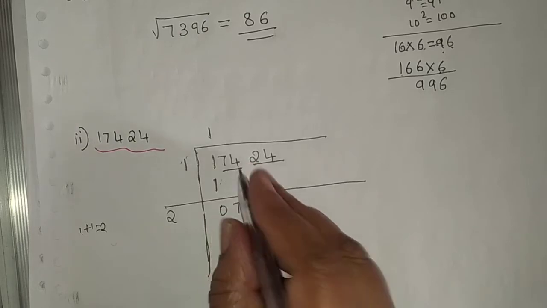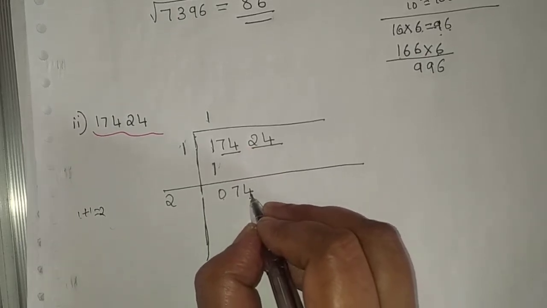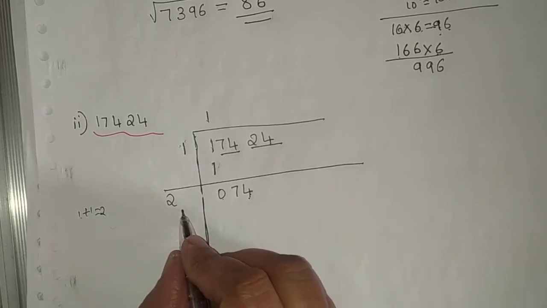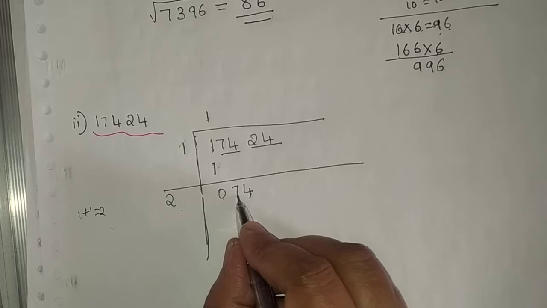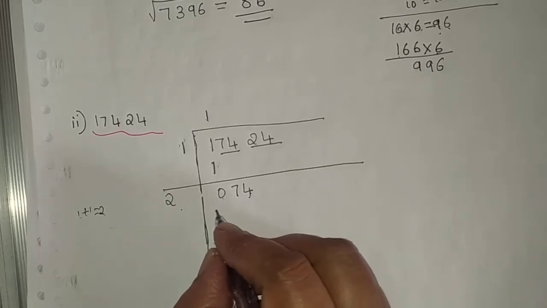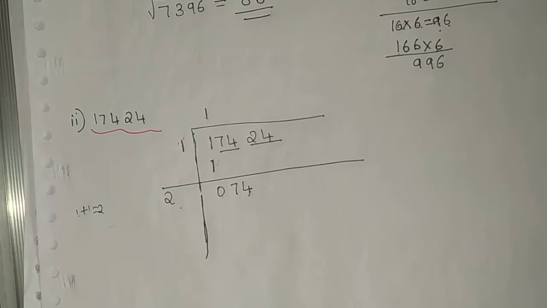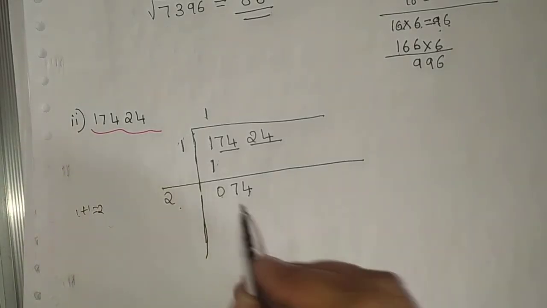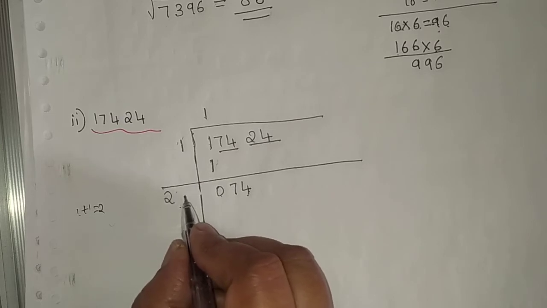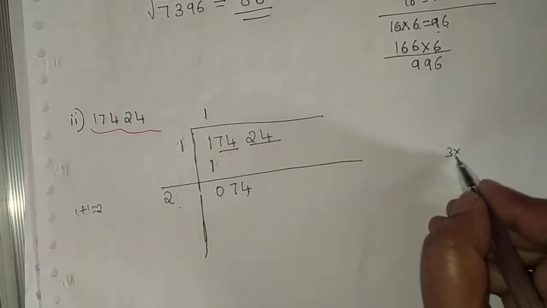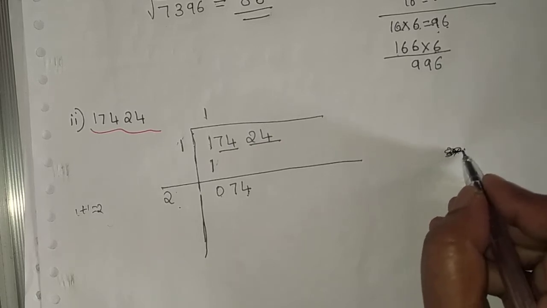So bring down the number 0, then 7 4. We are writing the other two numbers. Here 0, then 7 4. So this remains as it is. Now we just see the square number which is nearer to the 7. Which is the square, that is we can take 3 into 3. So we'll take 3.